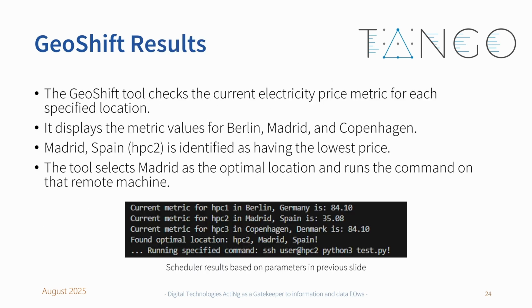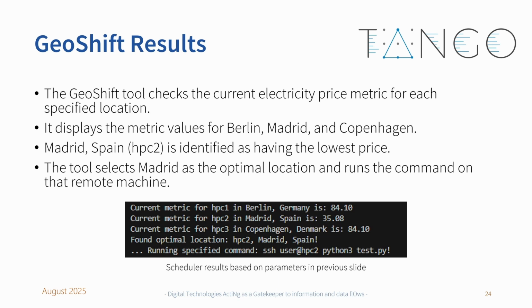These results show that the GeoShift tool has evaluated the current electricity price at each specified location. It displays the metric value for each endpoint and identifies Madrid, Spain, HPC2 as having the lowest price. The tool then selects this location as optimal and proceeds to run the specified command on the remote machine in Madrid.